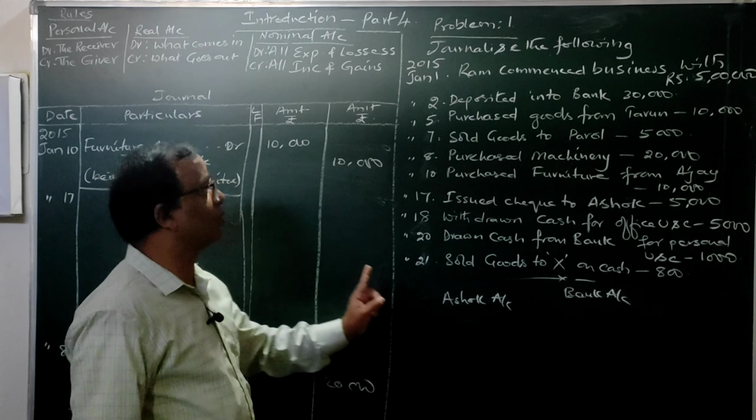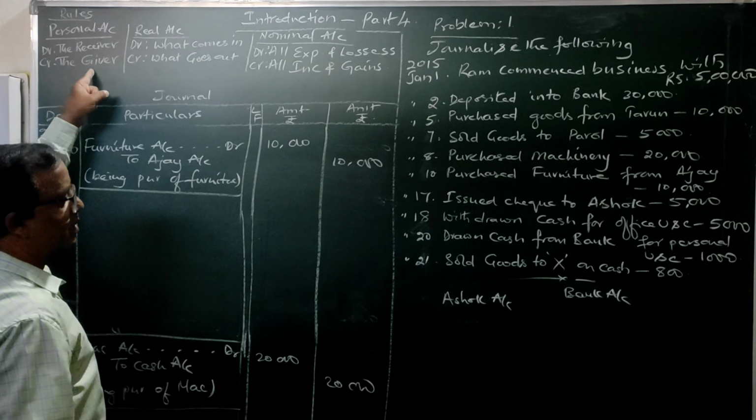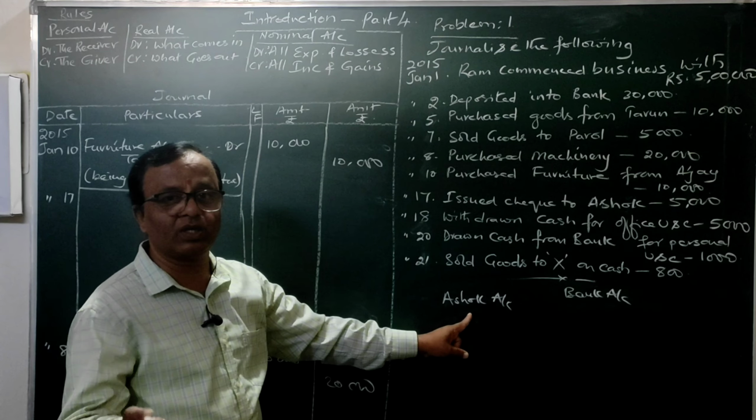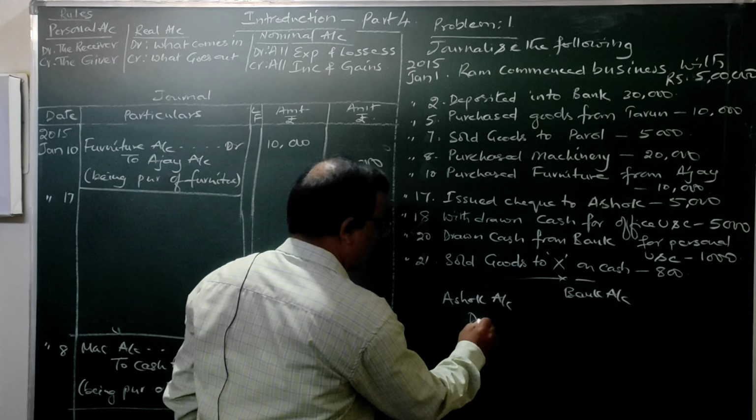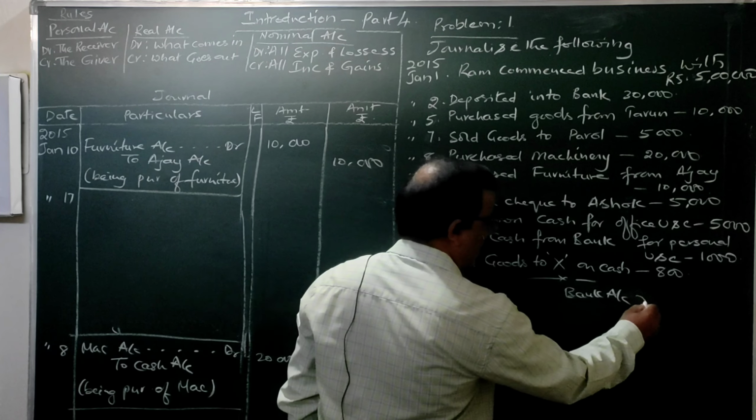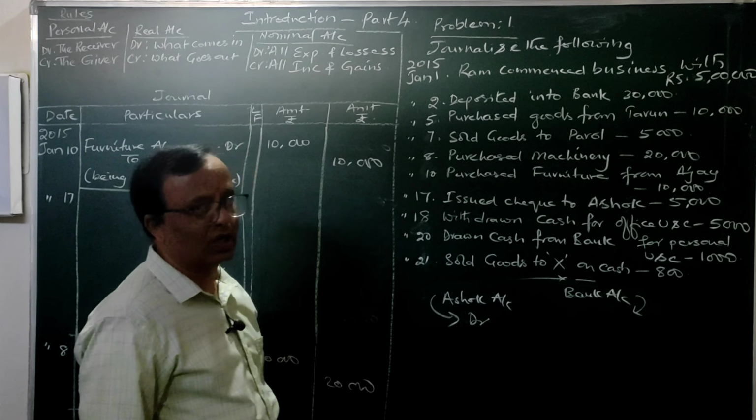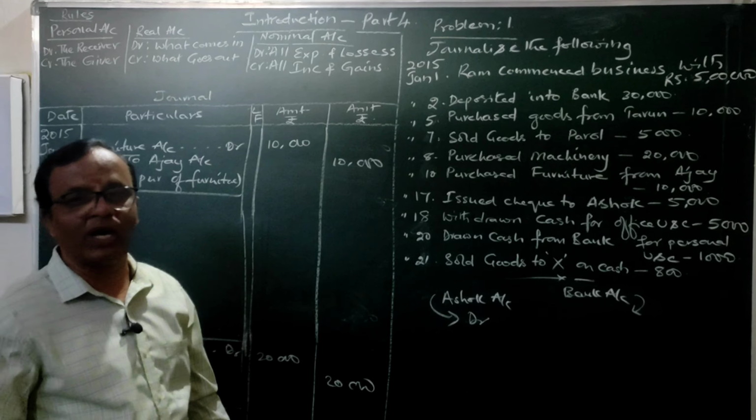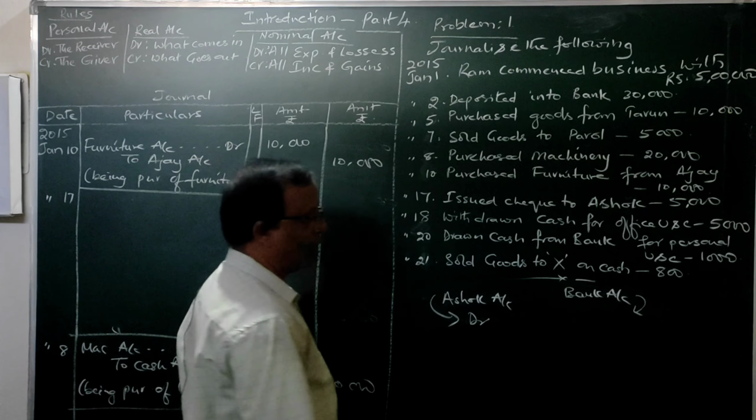Since it is a personal account, the rule of personal account says debit the receiver, credit the giver. In this transaction, when you have issued a check to Ashok, Ashok is receiving. So debit Ashok account. Then bank account, once again a personal account. Personal account rule, once again: debit the receiver, credit the giver. The banker is giving the money on that check.